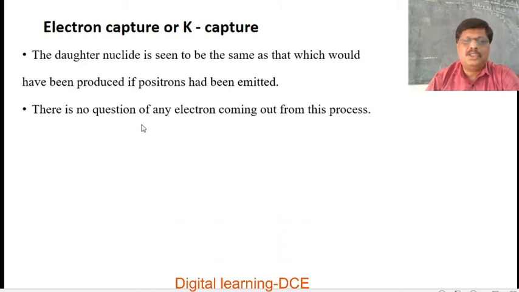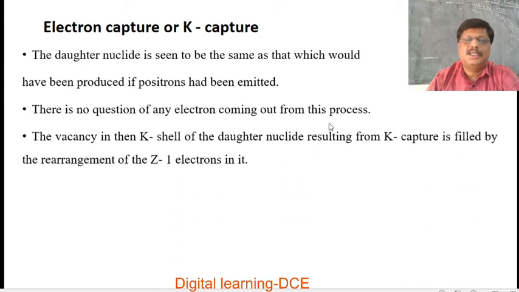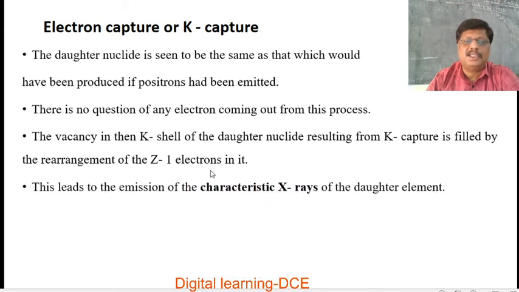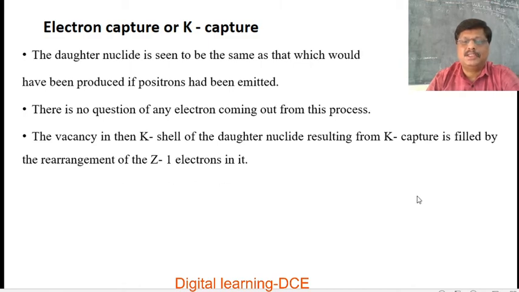There is no question of any electron coming out from this process. The vacancy in the K shell of the daughter nuclide resulting from K capture is filled by the rearrangement of the Z-1 electrons in it. This leads to the emission of the characteristic X-rays of the daughter element.